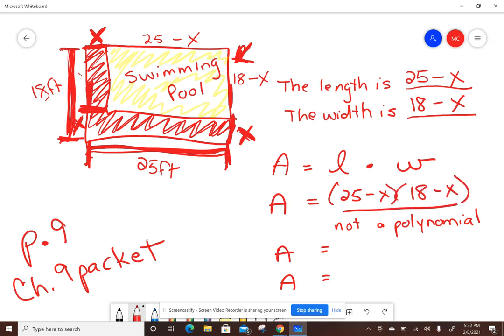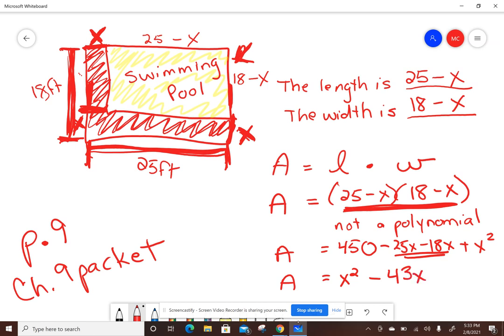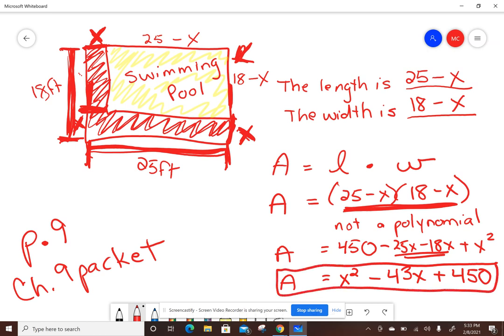Now, I want to point out that although it is the area, it's not a polynomial. It's a binomial times a binomial, which is not a polynomial. So to turn this into a polynomial, I have to FOIL it. It becomes 450 minus 25x minus 18x plus x squared. I'm going to combine these two and put it in descending order, sorry. So I get x squared minus 43x plus 450. And that is a polynomial which represents the area of the pool.